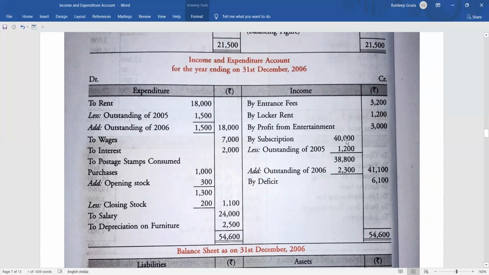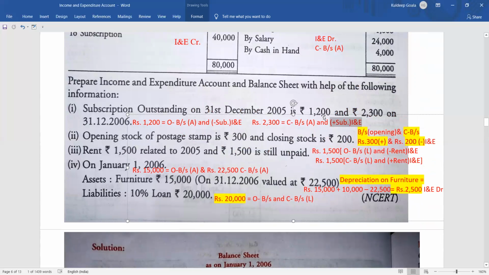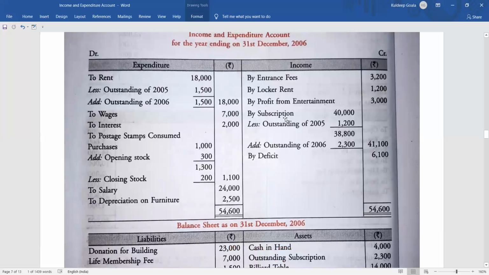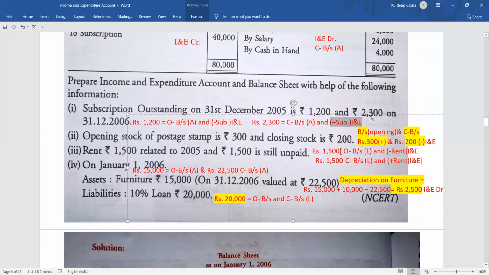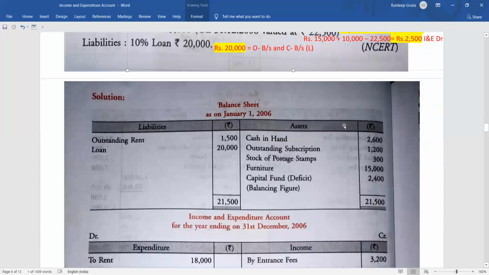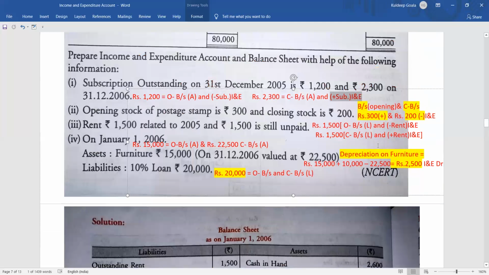Okay, by subscription 40,000 less outstanding for 2005. See, subscription outstanding for 2005 was 1,200. This will be deducted, so it will be less subscription outstanding for 2005 1,200. It came 38,800. Then after that, we have got rupees 2,300, which is still outstanding for 2006. So it will be what? Added. So in that case, what will happen? Outstanding for 2006, it is 2,300. Altogether, it comes 41,100 rupees. So this is nothing but subscription. Okay. Then coming to the next one.